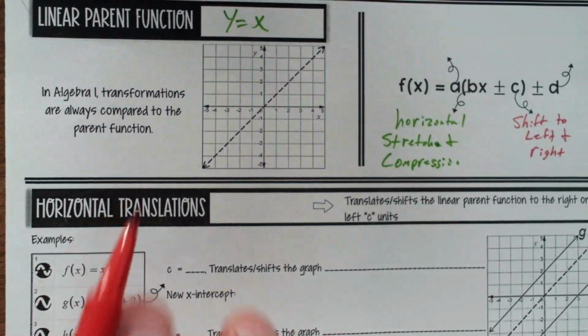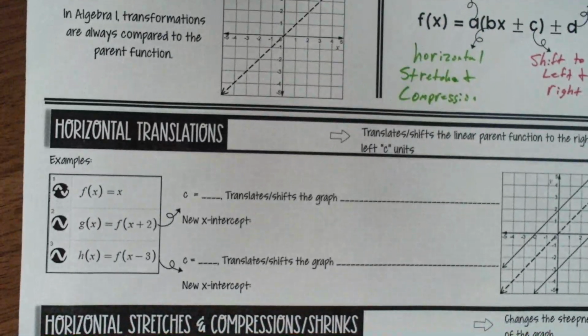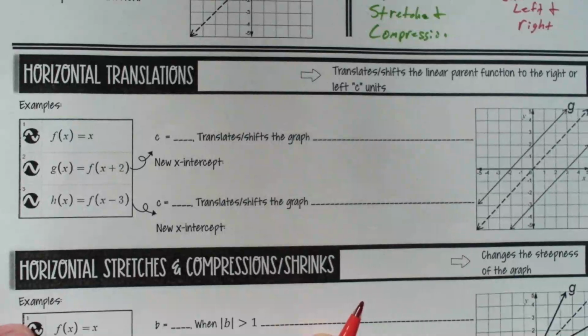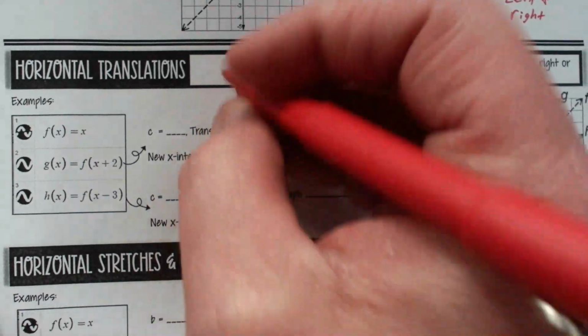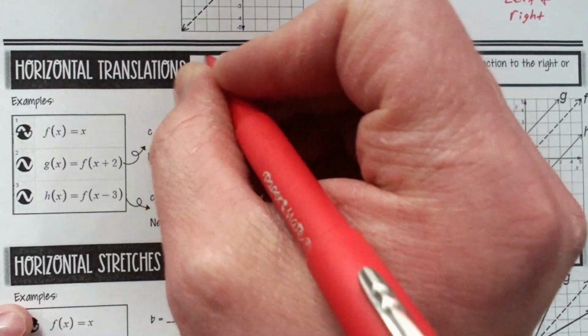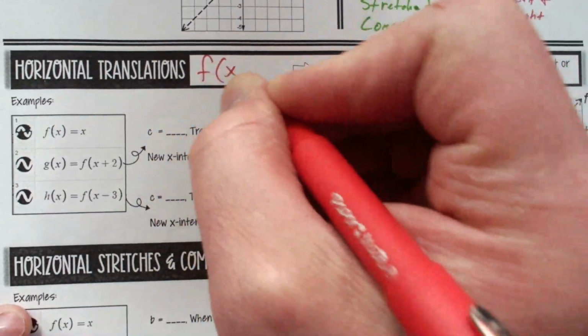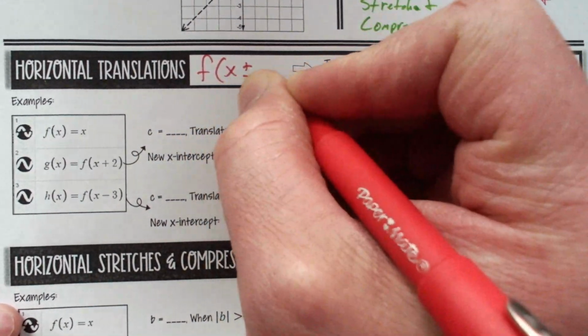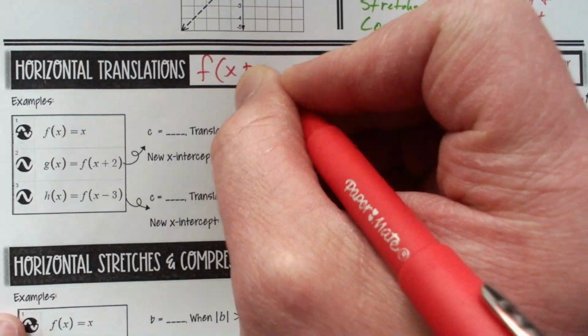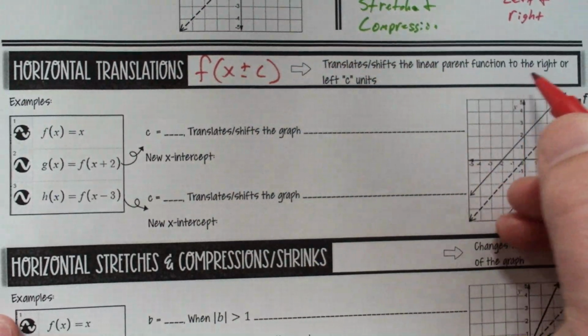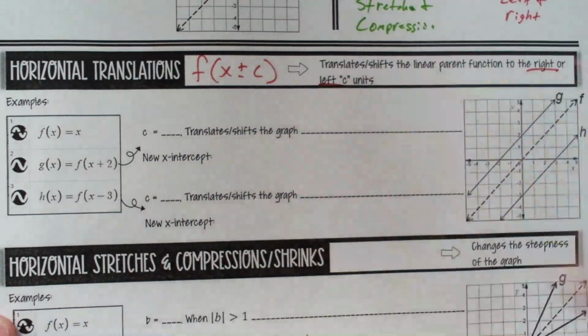So we always want to start off with our parent function. So the first thing we're going to do is horizontal translations. This is when we have a function and we're taking the x value and we're either adding or subtracting something to it. And it's going to cause it to shift either right or left.